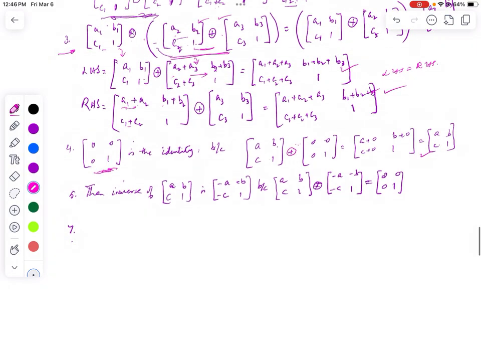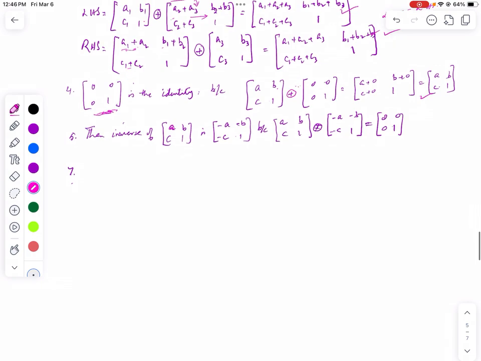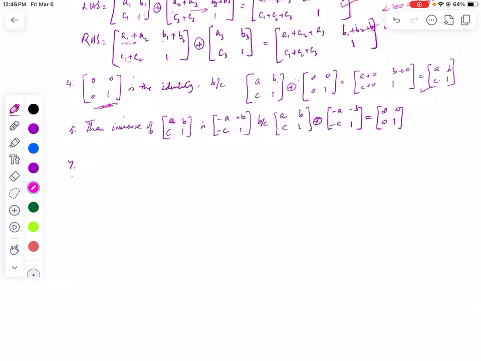Similarly, the inverse of any vector or any matrix a, b, c, 1 will be negative a, negative b, negative c, 1. Why? Because if you add this inverse to the actual vector, then the sum will give you the identity. That is the definition of the inverse: when you add the inverse to its actual vector, the sum must be the identity. Okay, so these are the 5 axioms. The 6th one I already mentioned, it's with the definition.